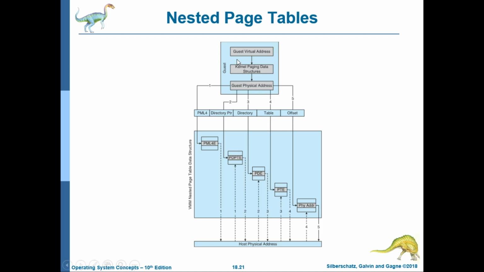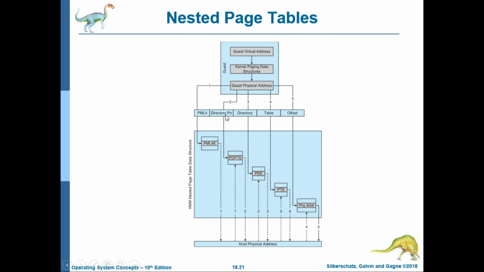So we have the guest virtual address, and then the kernel paging data structures, and then we have the guest physical address. It is composed of the PML4, the directory pointer, the directory, the table, and the offset. For number one, the PML4: PML stands for page map level, so we have PML4E, level 4 entry, where E is for entry. This will be translated to the equivalent here because it's a broken line. This will be the allocation for the host physical address, but this is for number one.